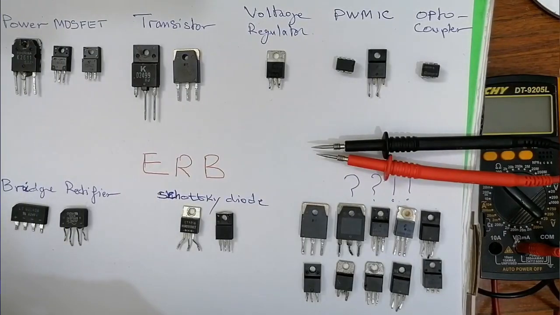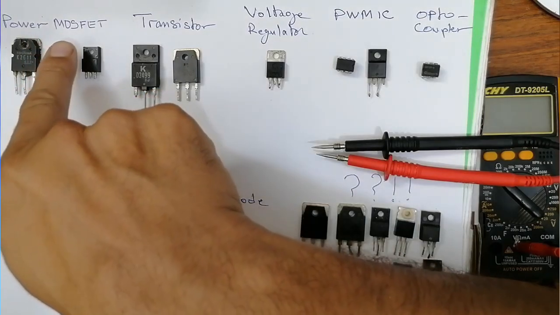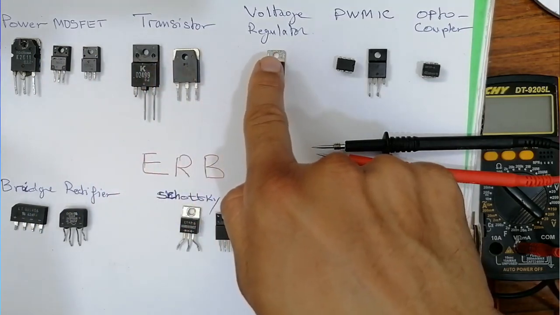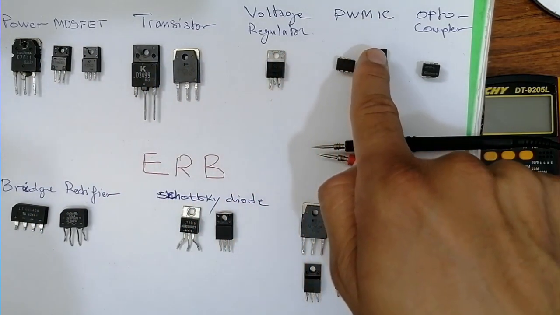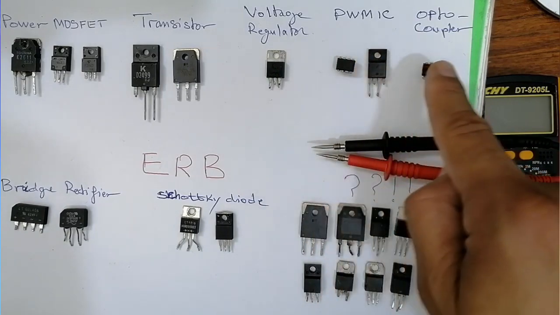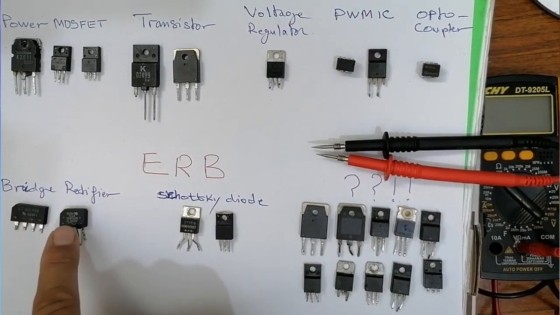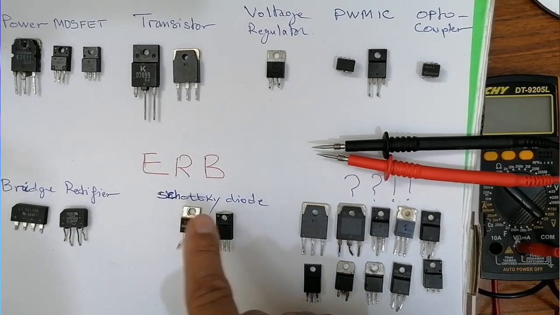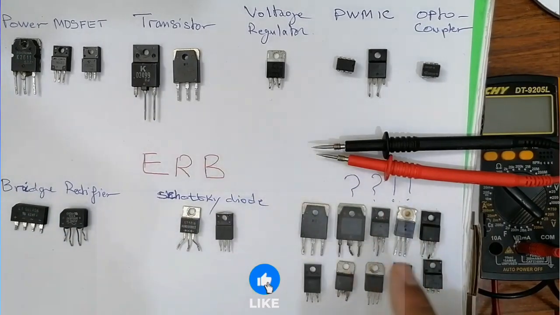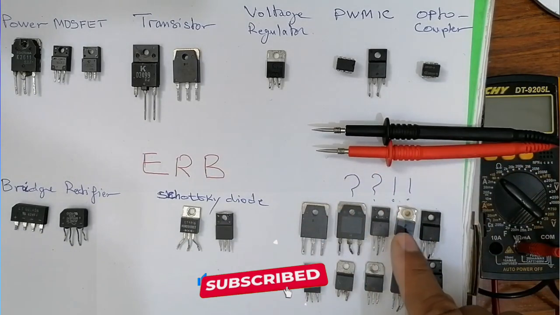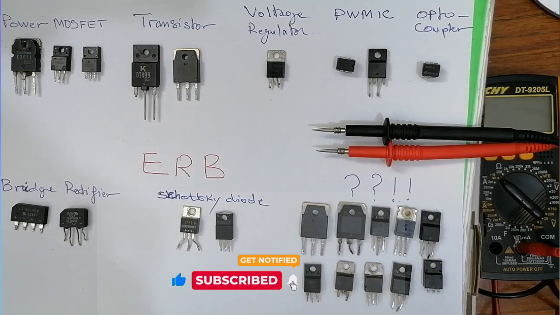Hi, in this video I'm going to teach you step by step, using the multimeter, how to test power Mosfet, transistors, voltage regulators, pulse width modulation IC or power management ICs, optocouplers or opto-isolators, bridge rectifiers, Schottky diodes, and much more. And of course, I'm going to teach you how to identify the type of these ICs.